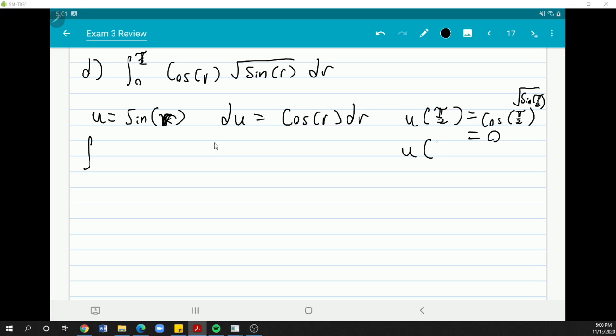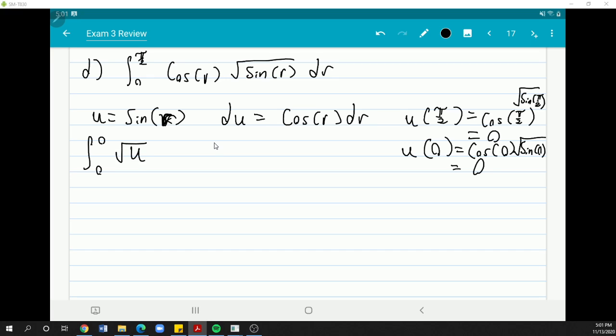And then u of 0, we're going to see something similar, is cosine 0 root sine of 0. Sine of 0 is equal to 0, so we get integral from 0 to 0 of square root of u.